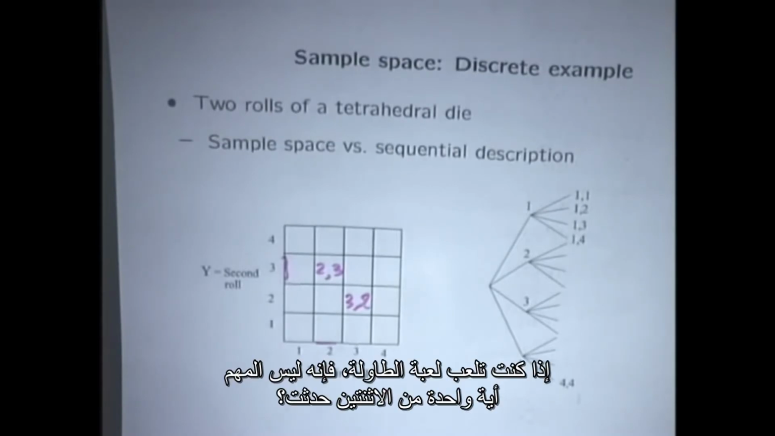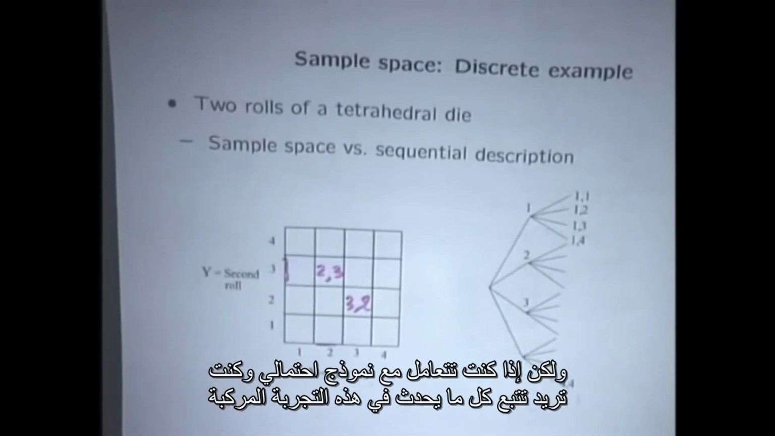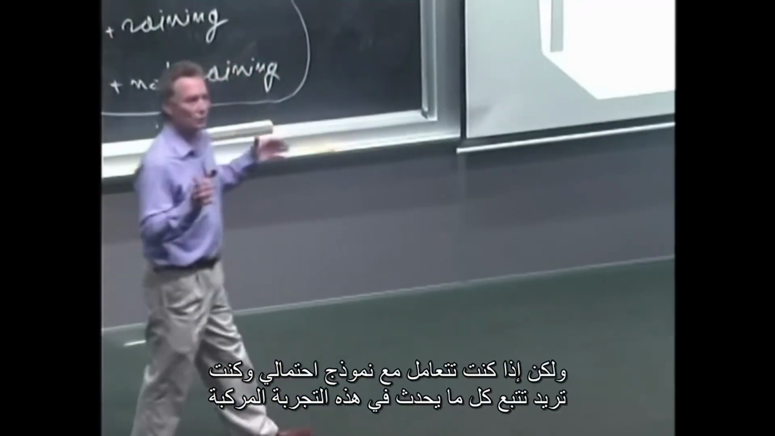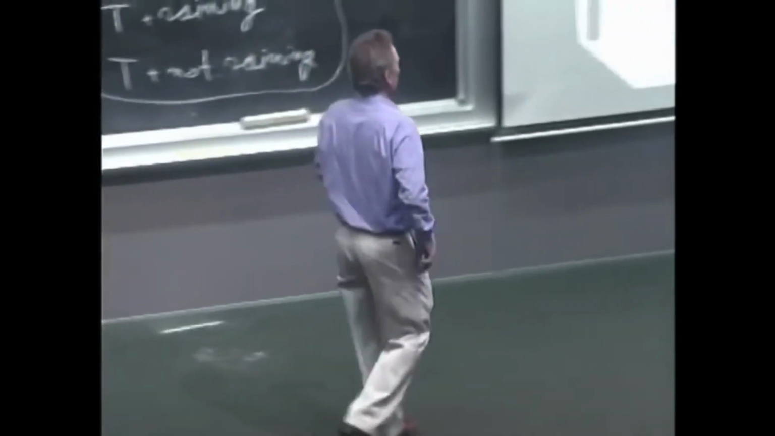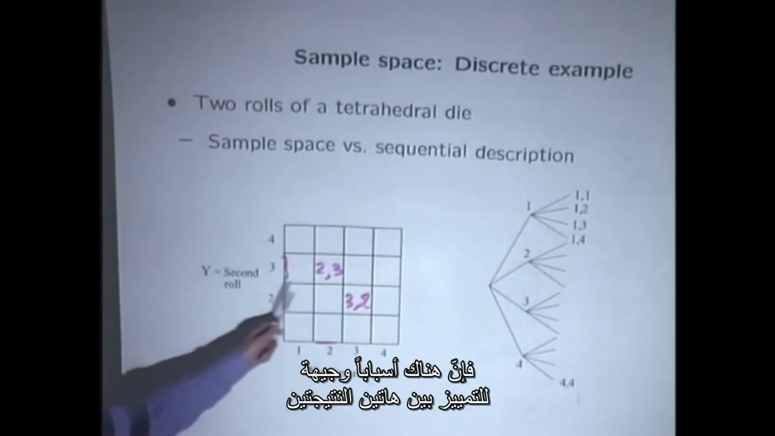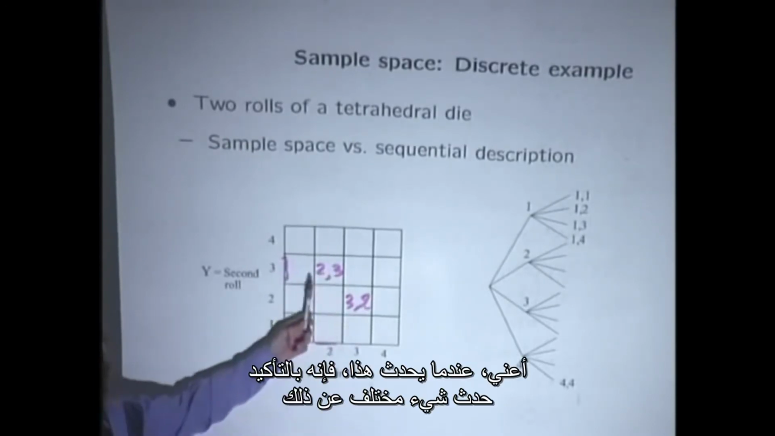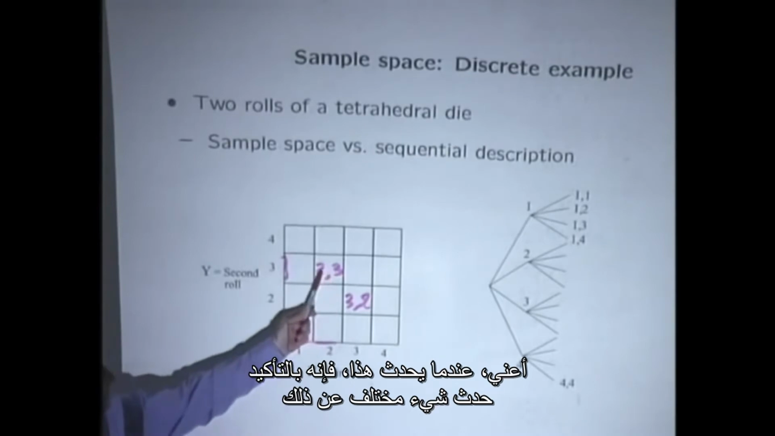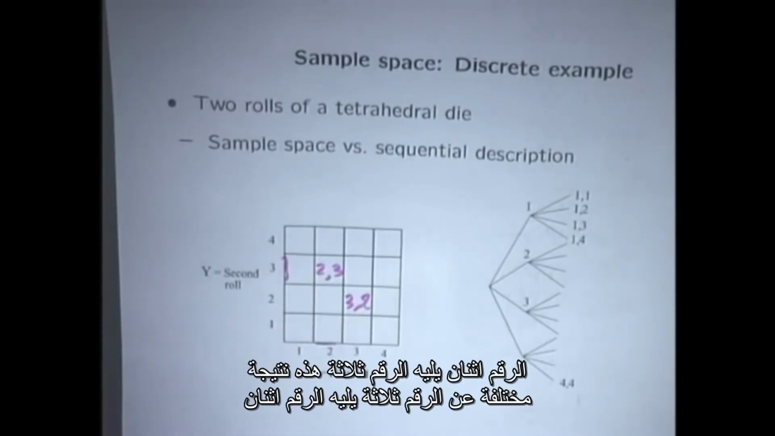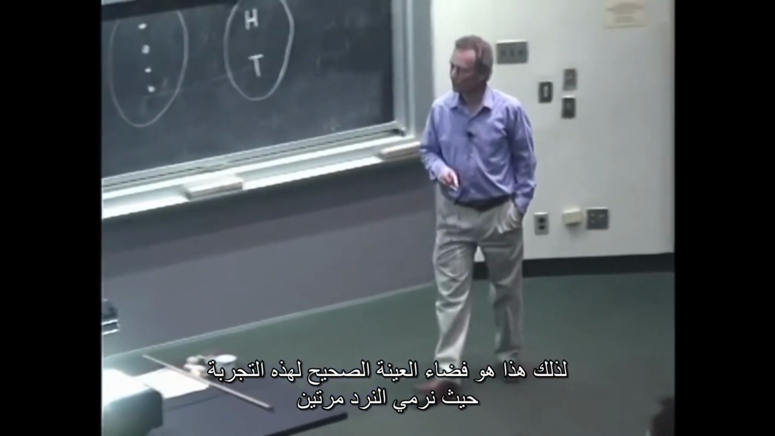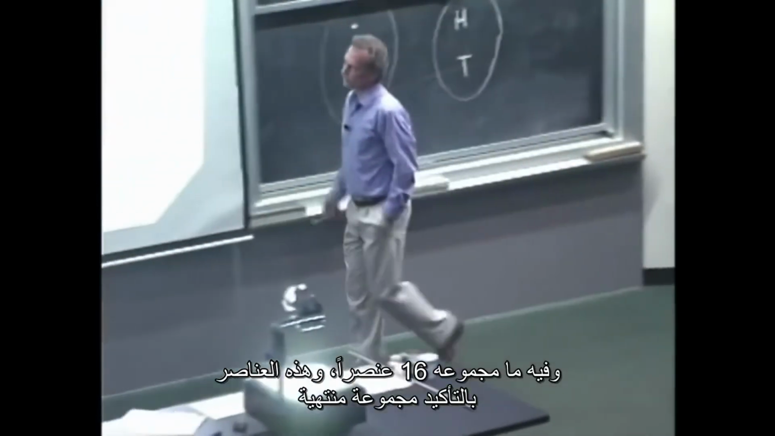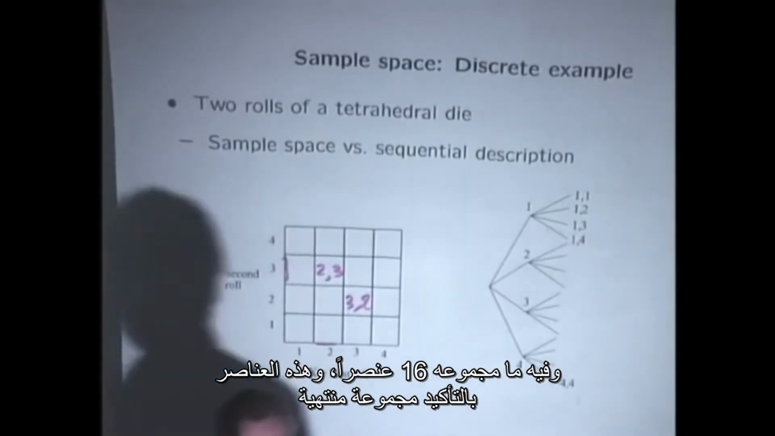If you're playing backgammon, it doesn't matter which one of the 2 happened. But if you're dealing with a probabilistic model that wants to keep track of everything that happens in this composite experiment, there are good reasons for distinguishing between these 2 outcomes. I mean, when this happens, it's definitely something different from that happening. A 2 followed by a 3 is different from a 3 followed by a 2. So this is the correct sample space for this experiment where we roll the die twice. It has a total of 16 elements, and it's, of course, a finite set.